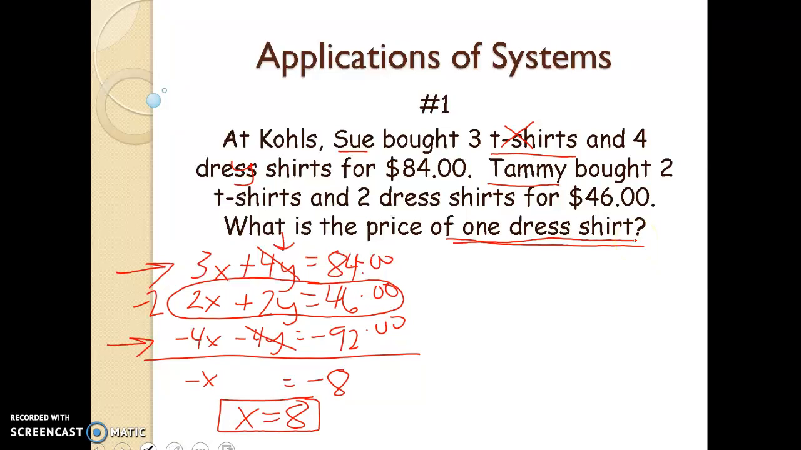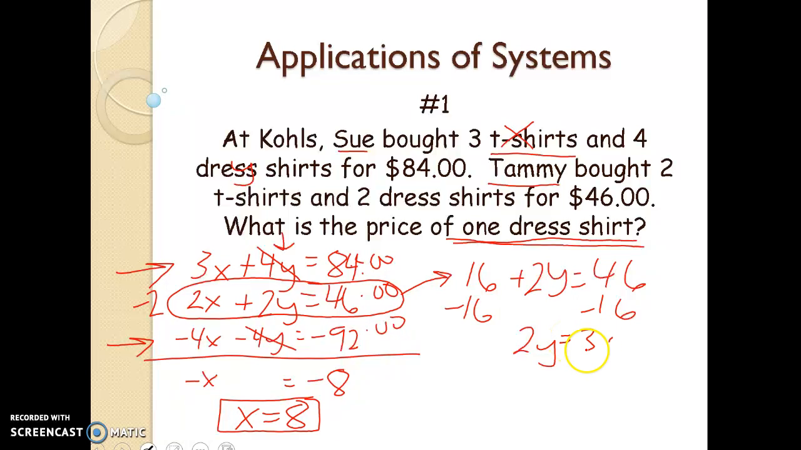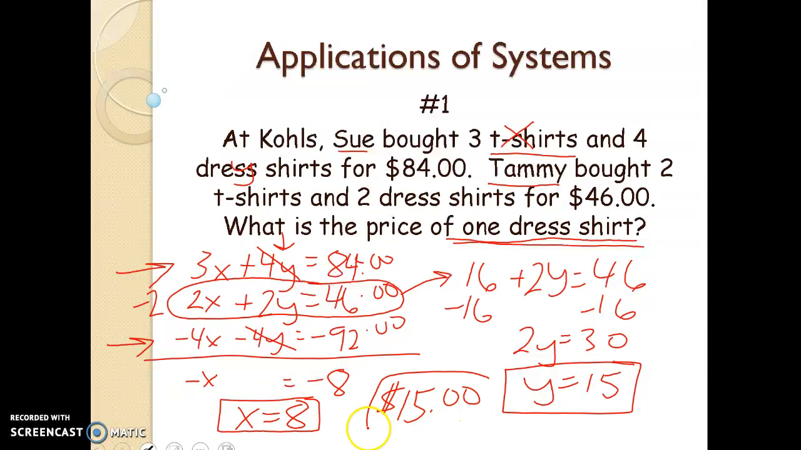I'm going to use the equation that I circled over here. It's 2x, but that's 2 times 8. That's 16 plus 2y equals 46. If I subtract 16 from both sides, I have 2y equals 46 minus 16, which is 30. Divided by 2, y is 15. That means a dress shirt is $15. We would answer the question by labeling our answer as $15, and that would be the answer to this application question.